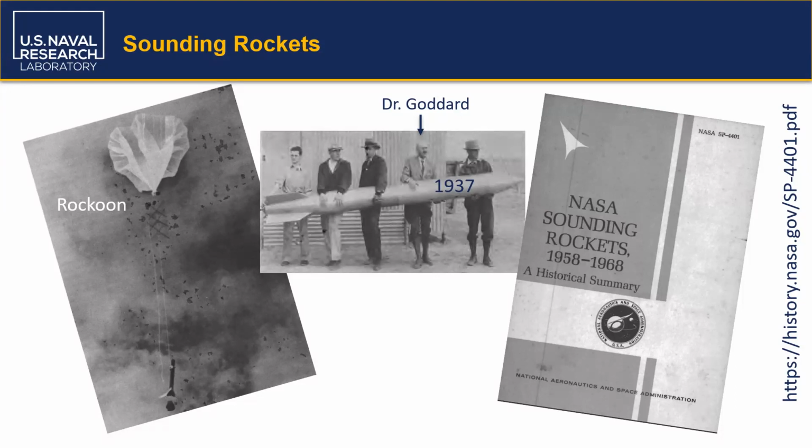The raccoon has turned out to be a simple, cheap way of getting high altitude data without special facilities. Many raccoons were fired between 1952 and 1960, but once satellites and high-altitude sounding rockets became available in adequate numbers, the use of raccoons declined. But if you would like to know more about the early history of sounding rockets, I recommend this book, NASA Sounding Rockets from 1958 to 1968. It is freely available at the website here on the right-hand side of the slide.